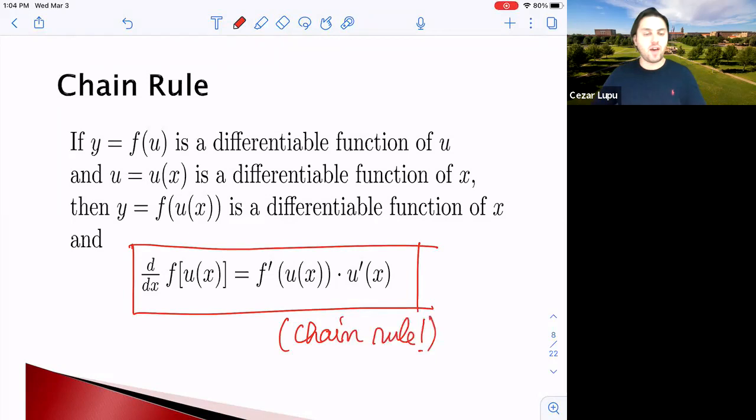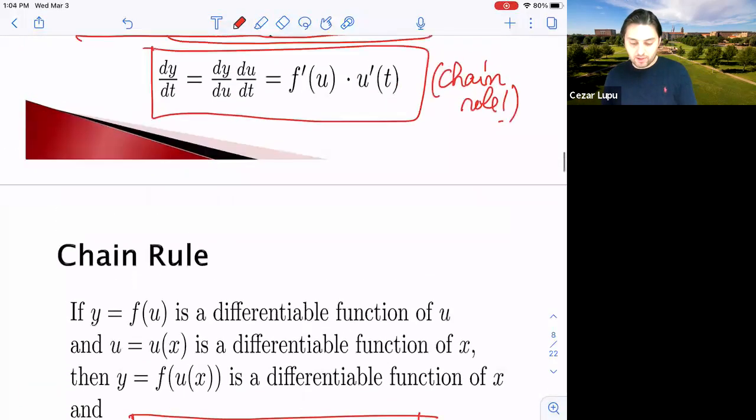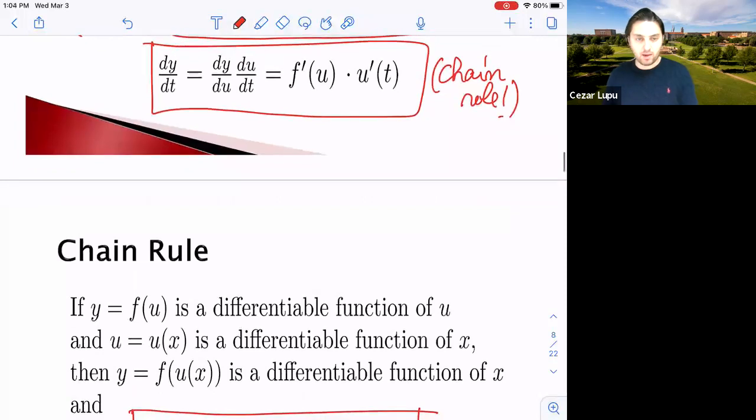So d over dx of f of u of x is the derivative of f at u of x times u prime of x, which is written here explicitly, as you can see. It's the same thing here as here. The only difference is that the variable instead of t is x. But I'm sure you can cope with that. There's no difference.